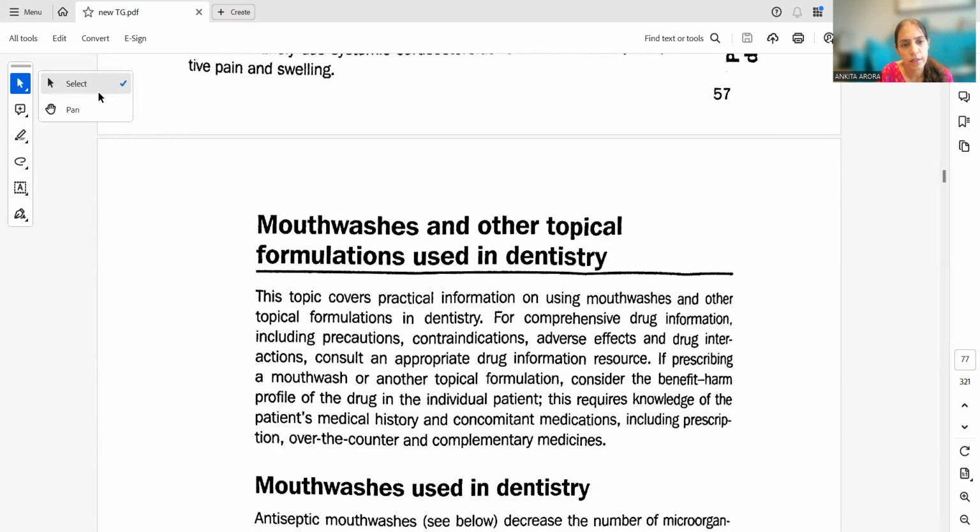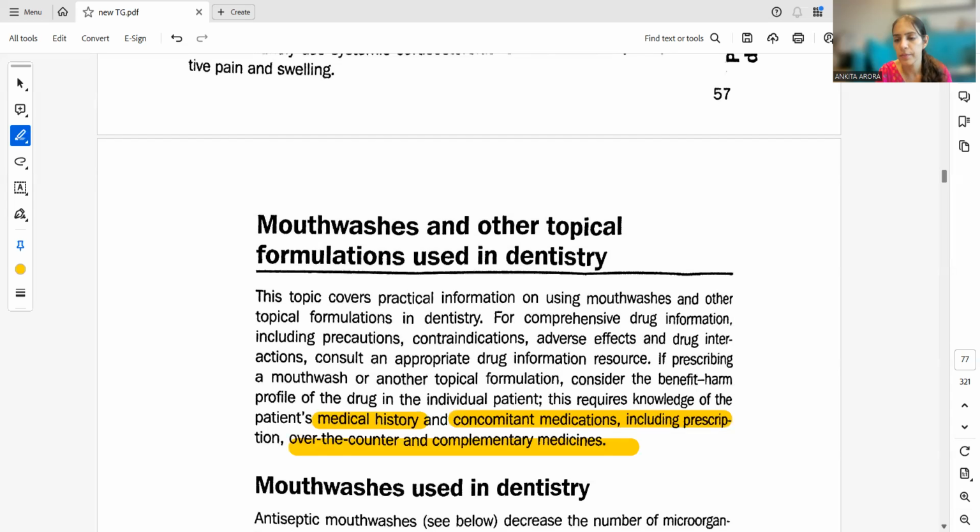Let me select this tool. For comprehensive drug information, including precautions, contraindications, adverse effects, and drug interactions, we would have to consult an appropriate drug information resource. If prescribing a mouthwash or another topical formulation, consider the benefit-harm profile of the drug in the individual patient. This requires knowledge of the patient's medical history and concomitant medications, including prescription, over-the-counter, and complementary medicines.